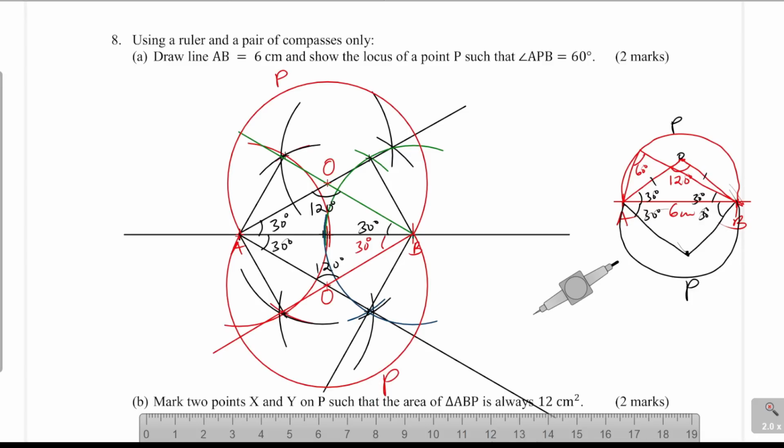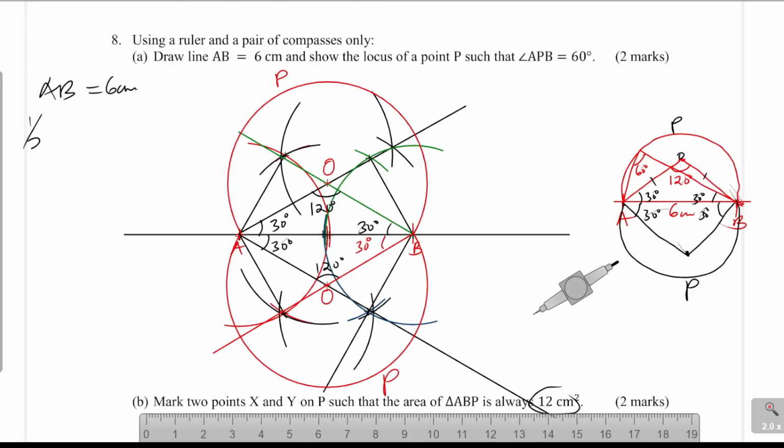Now that is what you're supposed to do. Now the other part B: mark 2 points X and Y on P such that the area of triangle ABP is always 12 centimeters squared. For that triangle ABP, remember we are using the base as AB. The base is AB, that is 6 centimeters, and you are required to get a triangle such that the area is always 12 centimeters squared. So what we need to get is the height.